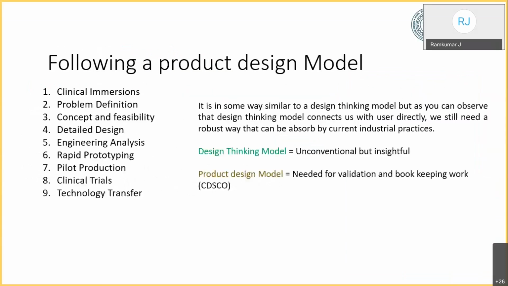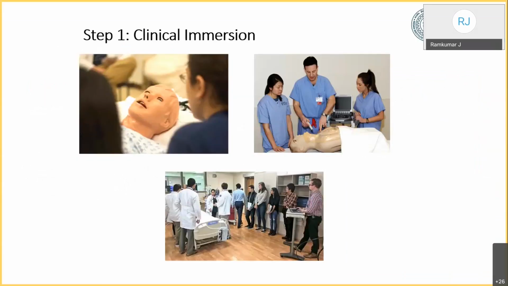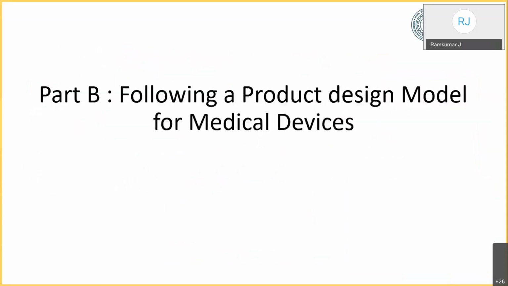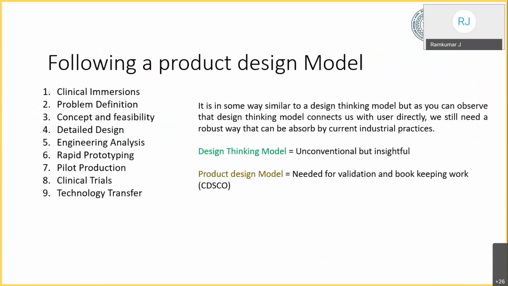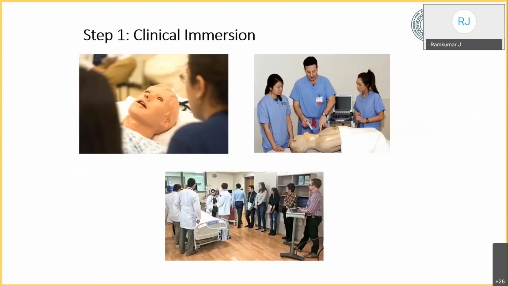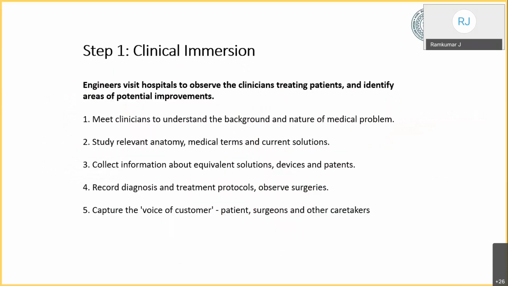So now let us look at some of the clinical immersions. Following the product design model, you do a clinical immersion, that is an empathy study. Then comes problem definition, concept feasibility, detailed design, engineering analysis, rapid prototyping, pilot production, clinical trials, and technology transfer. These are all the steps which our students also did. So we try to do all these things in the lab.